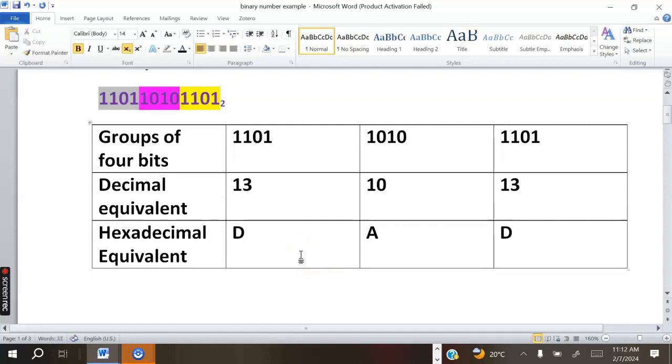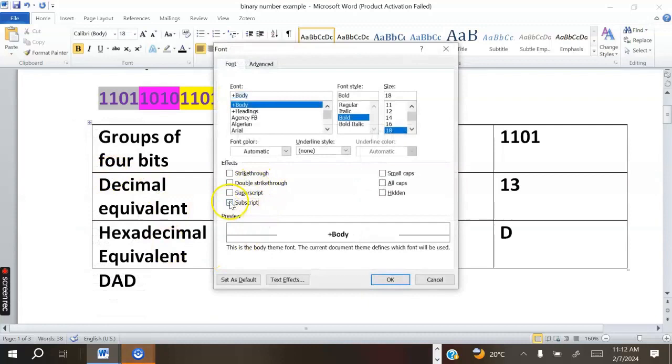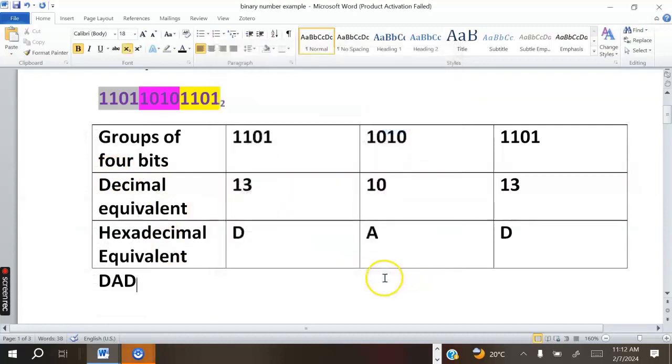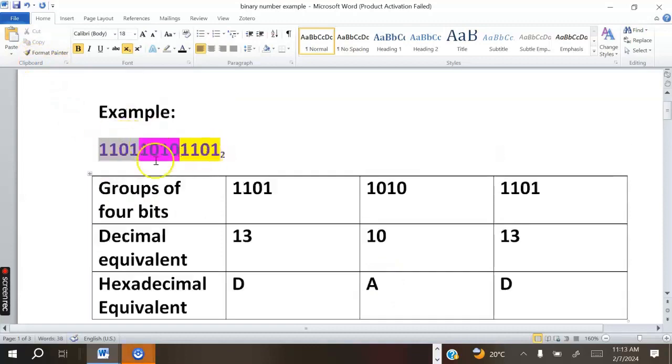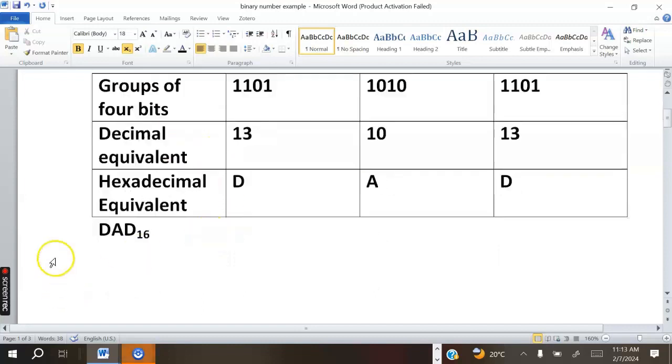D, then the base 16, supposed to give us the base 16. So that is now the answer. So this one, the binary 1101 1010 1101 is equivalent to DAD base 16, which is our hexadecimal.